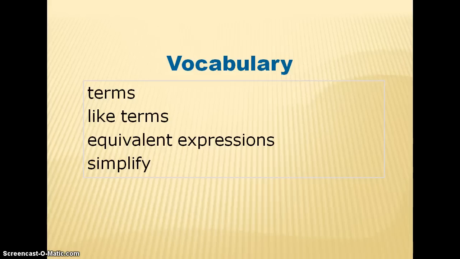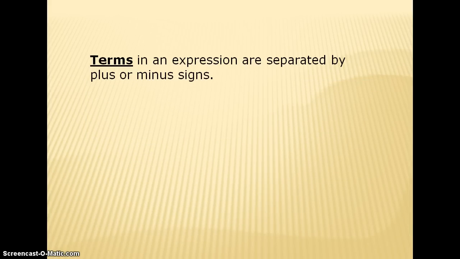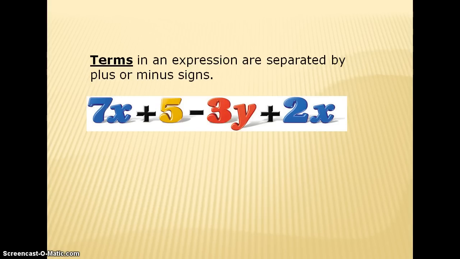We've already worked with some of these. Terms in an expression are separated by plus or minus signs. So if you look at what's in color, we have 7x, 5, 3y, 2x. Those individually are called terms.